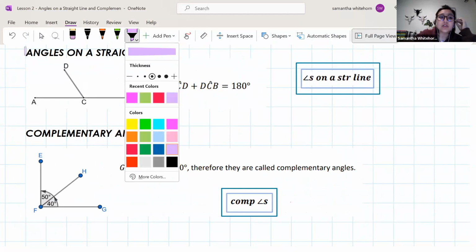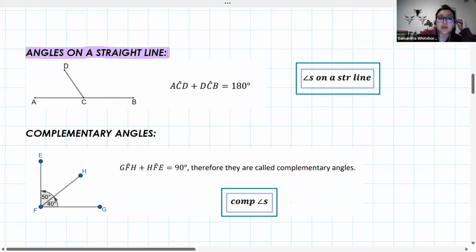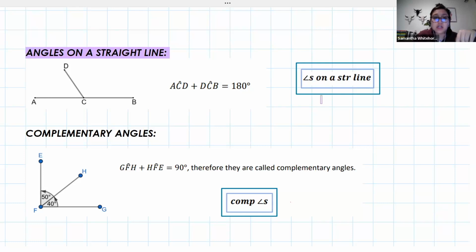All right, guys, so the first reason that we're going to have a look at today, as I've said now multiple times, is angles on a straight line. Just need to shout at my cat, hang on. It's like having a child.